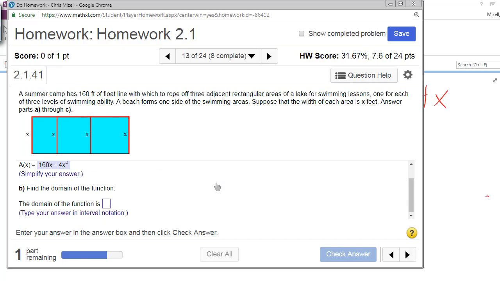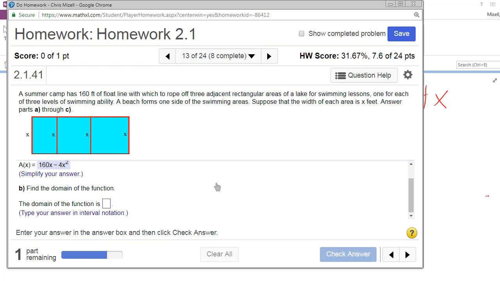Now the domain, in general, the domain of a function like this would be all real numbers. But x represents how wide, how far into the lake we can go. So I don't think it's the set of all real numbers. I think if x is greater than a fourth of 160, it's going to be too much.